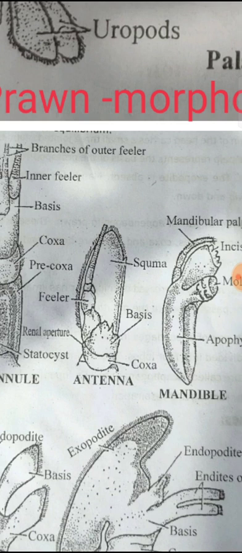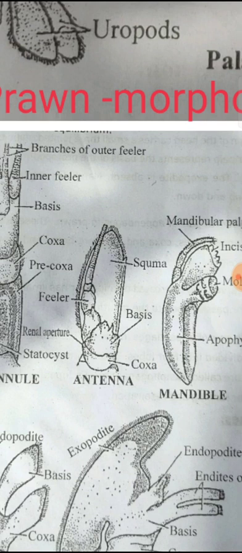The inner margin of the coxa contains an excretory organ, which opens by a minute renal aperture. The exopodite is a broad leaf-like plate called the squama. What do we call it? S-Q-U-A-M-A, squama. While the endopodite is a long, many-jointed feeler. This is usually called the moustache of the prawn.